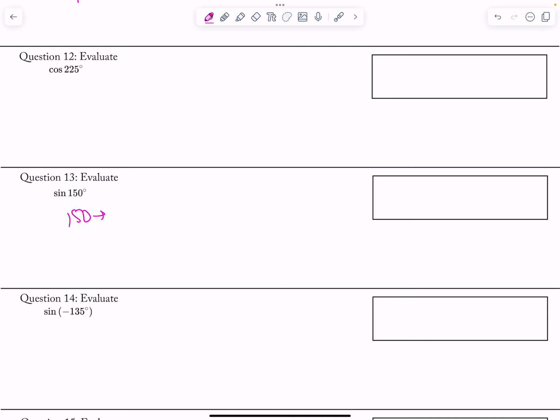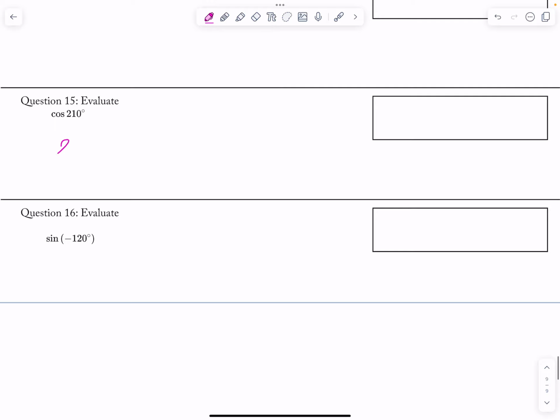150 degrees is in quadrant 2. It's positive because sine is positive in there. So sine of 150 is the same thing as the sine of 30 degrees. And then again, I lost my triangle at the top. Root 3, 1, and 2. So then sine of 30 degrees is going to be a positive 1/2.